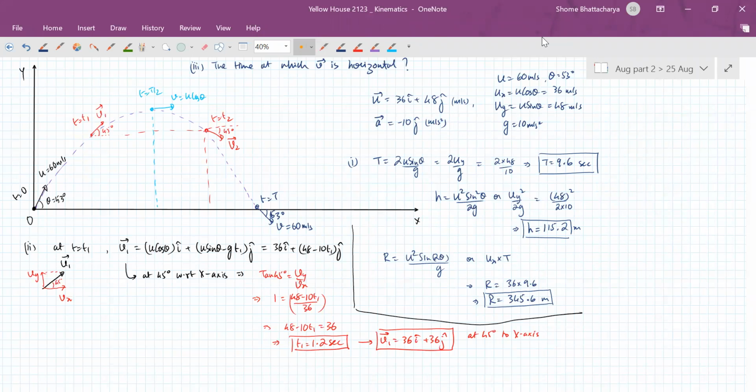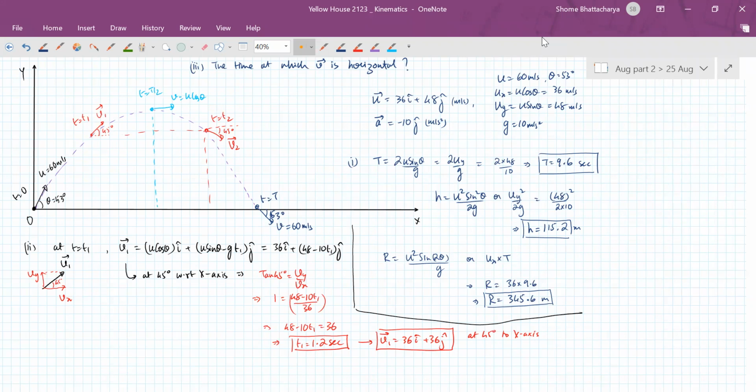Sir, how do you get u cos theta as 36 because theta is 45? No, u cos theta is constant, beta. Theta is not the angle 45 over here. Theta is the projection angle, 53 degrees. You understanding, no? Okay.